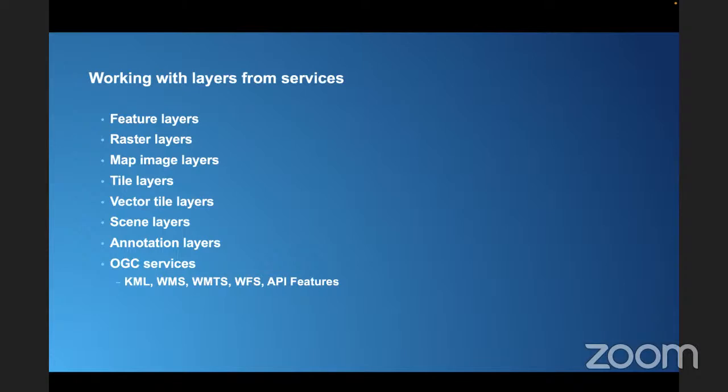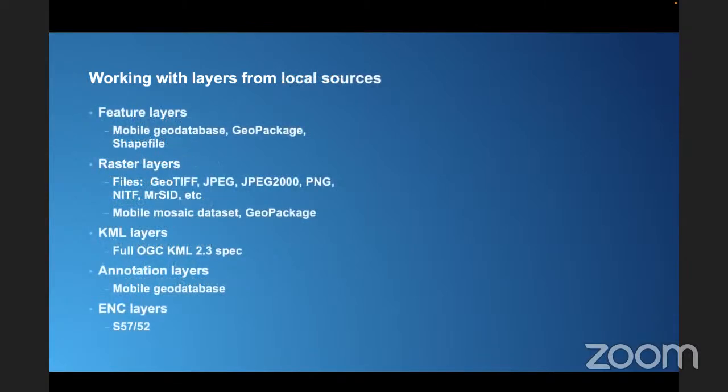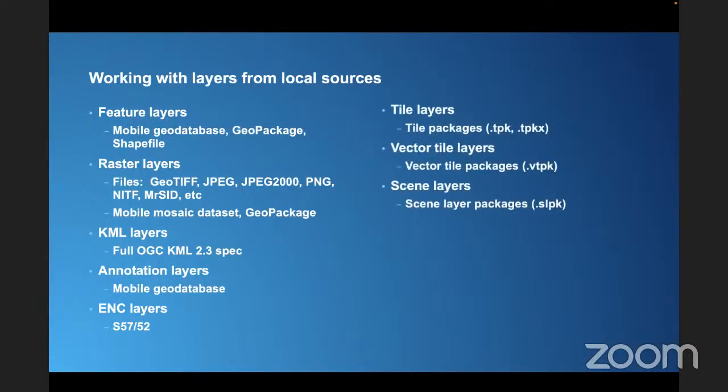The map can have a couple of layers, and this can include feature layers, raster layers, map image layers, tile layers, and so on. The scene layers. Once you have these layers, you can work on the same layers but from local sources. And there are very many ways of converting this into local layers. For instance, tile layers, vector tile layers, scene layers.